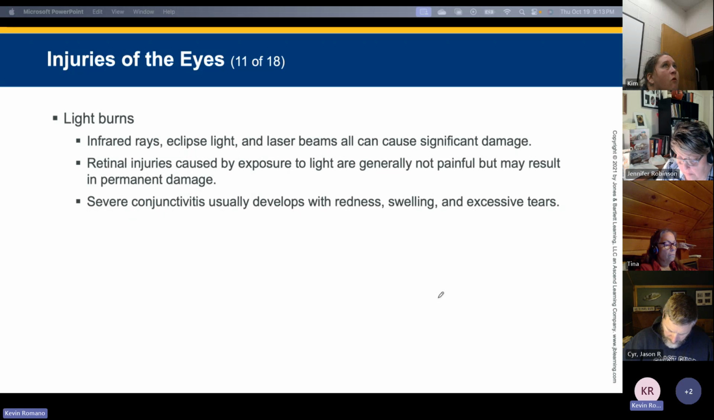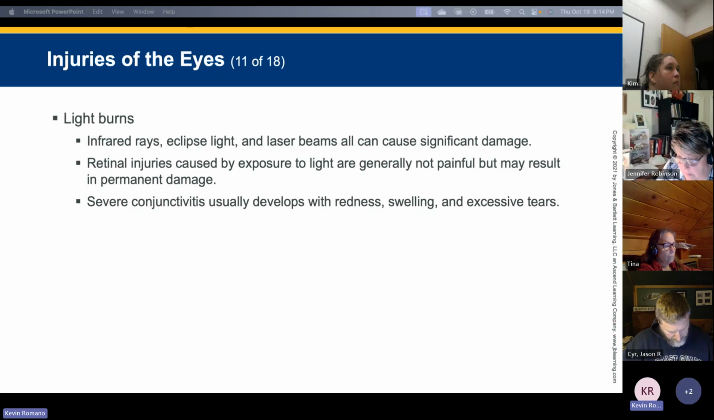Light burns like infrared rays, eclipse light, and laser beams can all cause significant damage to the sensory cells of the eye. Retinal injuries caused by exposure to extremely bright light are generally not painful, but result in permanent damage. Superficial burns can also result from ultraviolet rays, arc welding light, prolonged exposure to a sun lamp, or reflective light from bright snow-covered areas.